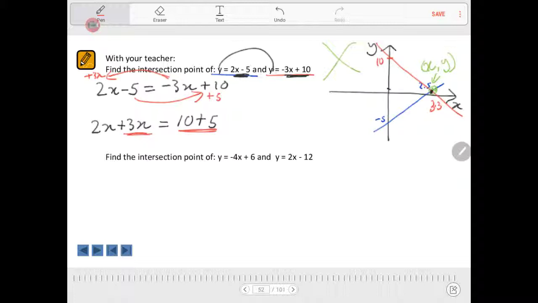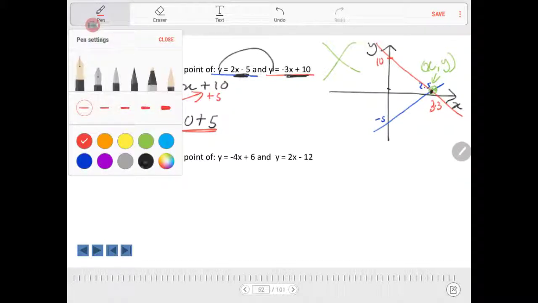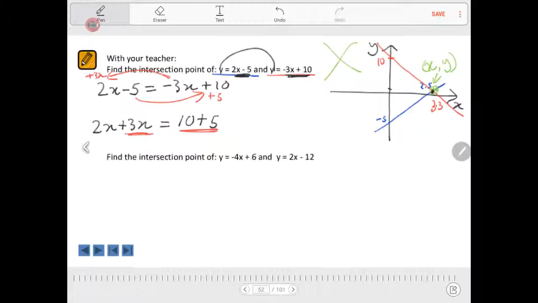Okay, I'll try it now. So on the next line, we add all these x's on this side. 2x and 3x makes 5x. And that is equal to 10 plus 5, which is 15. And so the last step is to solve for x.